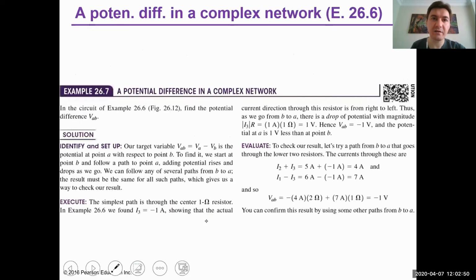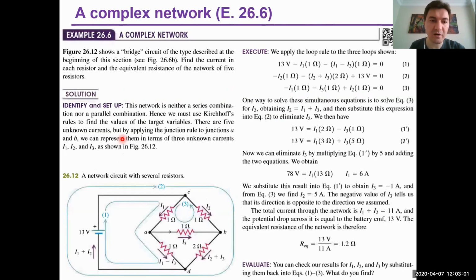So here we will talk about the potential difference in a complex network. In the circuit of the example, this one here, find the potential difference VAB between A and B. So this is the question. What is the potential difference between A and B? So how to calculate it?